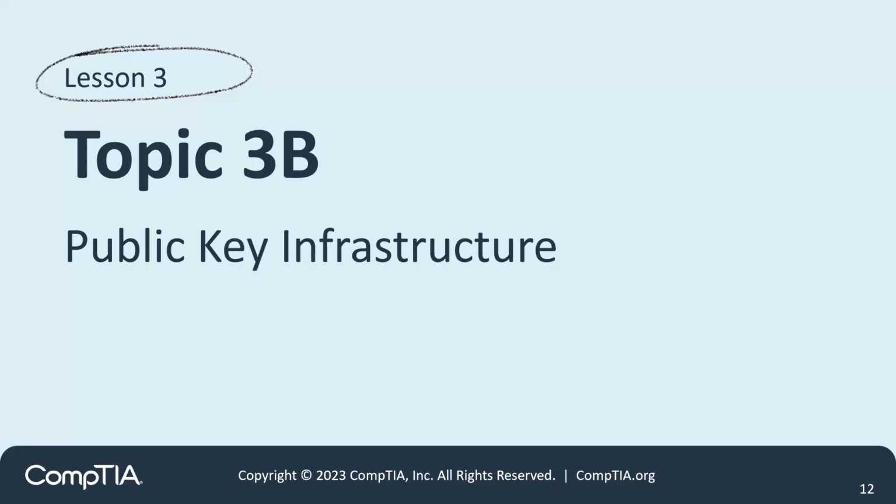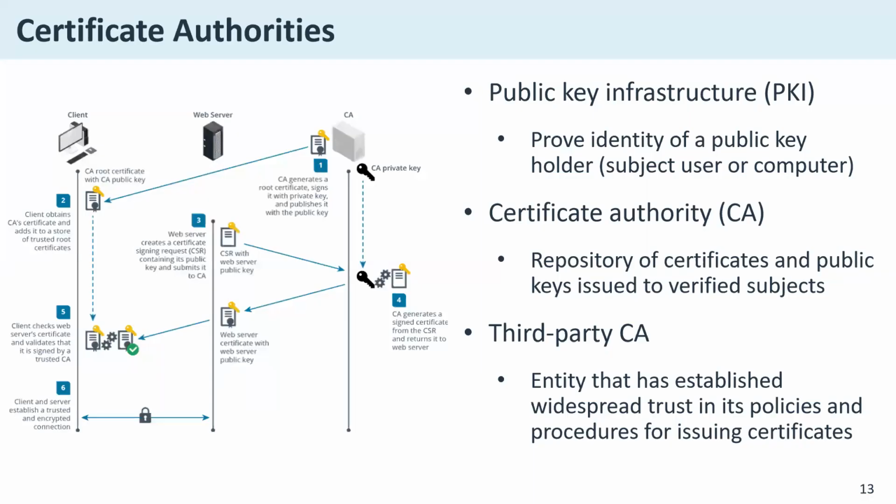So let's look at public key infrastructure. We're trying to say that if we are to do encryption, if we are to do hashing, if we are to do all of these things, there needs to be some kind of system to help us implement this. So that's where the PKI comes in. The PKI helps us provide identity or prove identity of a particular user or computer.